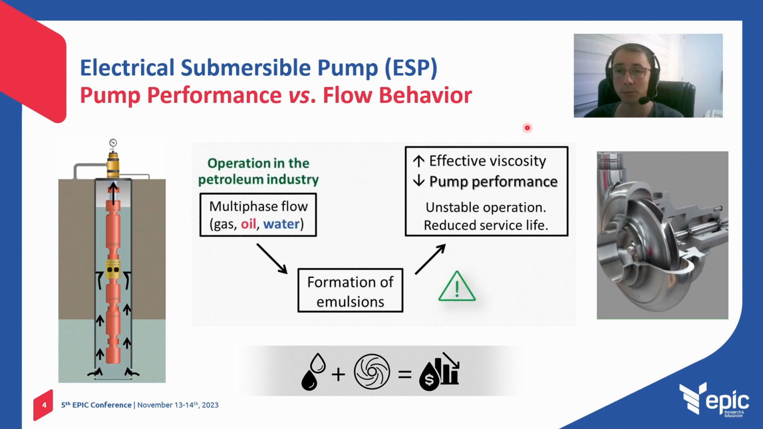The motivation for Sub-Project 1 is the electrical submersible pump, because the pump performance depends on the flow behavior inside the impeller, for example. In the operation in real applications in the petroleum industry, multiphase flow occurs inside the pump, with presence of oil and water, for example, which leads to the formation of emulsions. And these emulsions increase the effective viscosity and decrease the pump performance. So this leads to an unstable operation and a reduced service life, which are problems for the petroleum industry in the daily life of oil production.